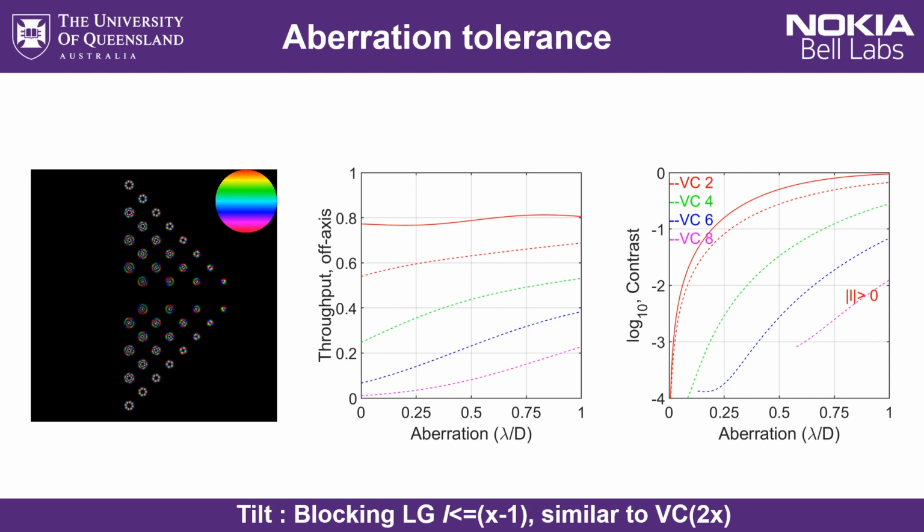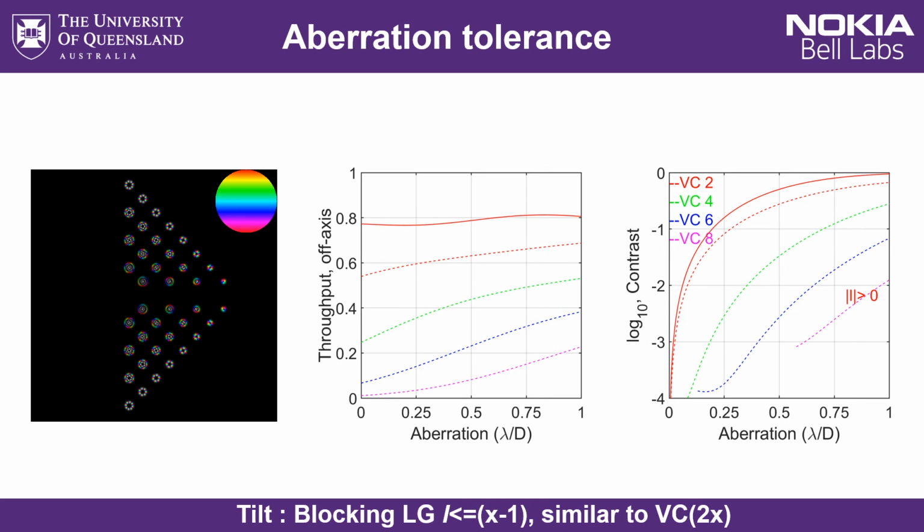As the charge of the vortex coronagraph increases, the throughput goes down, but the contrast improves, and you get less sensitive to those tilt aberrations. In solid red, we've got the theoretical performance of the LG coronagraph in the simplest case, where we only block the L equals 0 row. It has better throughput than a charge 2 vortex coronagraph, but it's actually a little bit more sensitive to tilt aberrations in terms of contrast, but broadly similar performance.